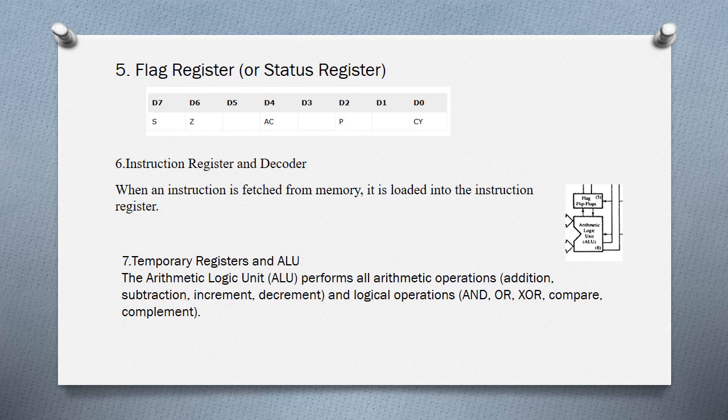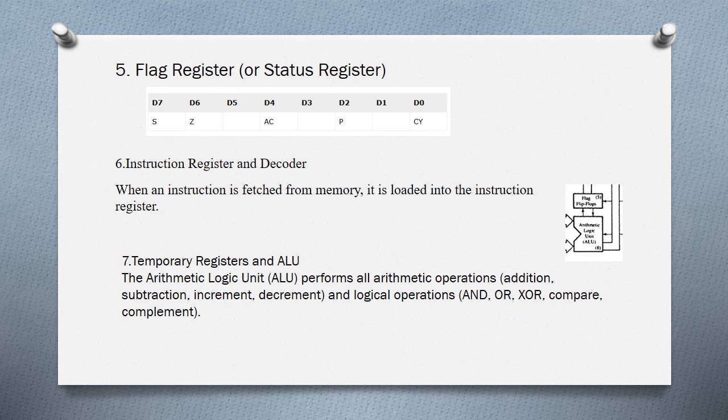In D2 you can see something called the P bit, or parity bit. The parity bit will be set when the number of ones in the answer is even. When you do some arithmetic operation, you will have a result of 8-bit. If the number of ones in the result is even, the parity bit is set to 1. You have another bit called the auxiliary carry. The auxiliary carry is mainly with 4 bits. When you have a carry from the 3rd bit to the 4th bit, the auxiliary carry flag is set to 1.